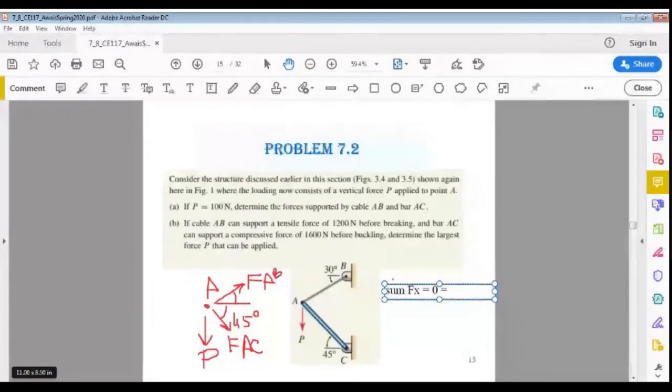Similarly, the summation of forces in the y direction. Anyone else? Shabash Mahmudul Hassan, thank you so much. And it must be equal to zero if the body is in equilibrium. So the sum of these two forces must be equal to zero.